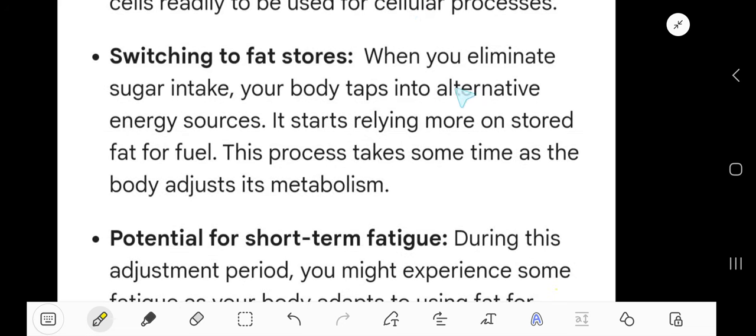When you eliminate sugar intake, your body taps into alternative energy sources. It starts relying more on stored fat for fuel. This process takes some time as the body adjusts its metabolism. That is, our cells take energy from sugar to fat.